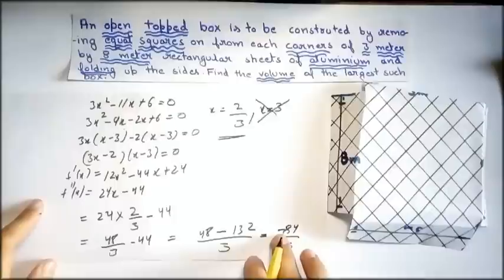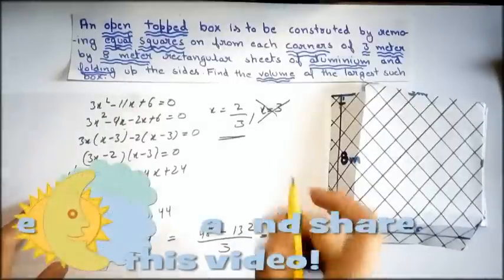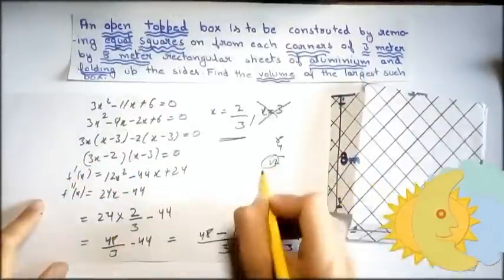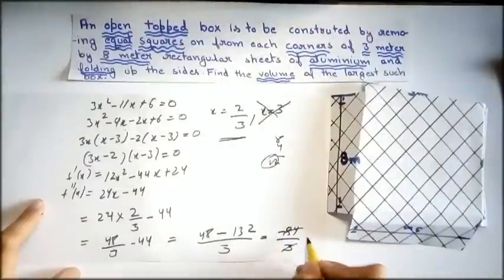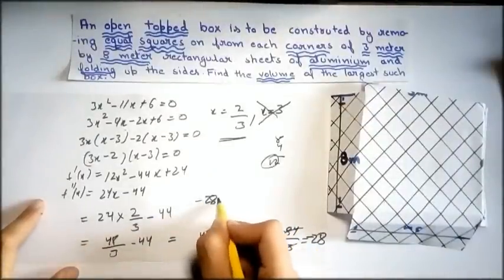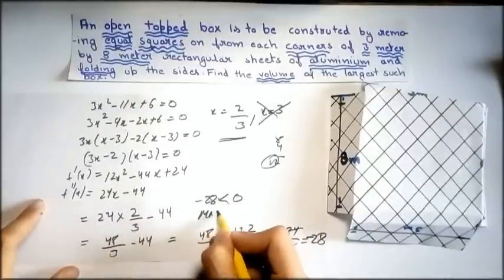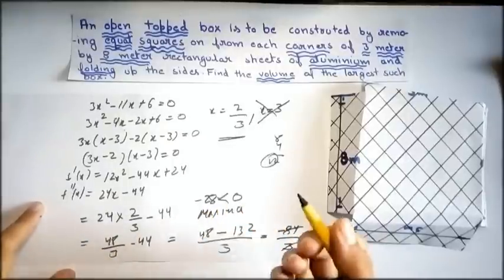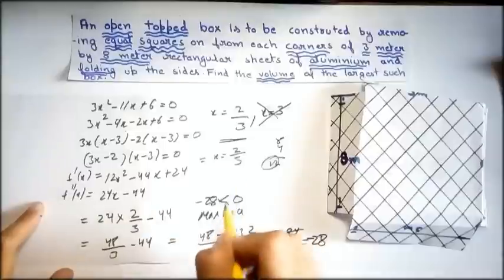There is a Vedic math tip that if you need to find out whether a number is divisible by 3, you have to add its digits, like 8 plus 4 is 12 and 12 is divisible by 3, so this number should also be divisible by 3, and it is minus 28. This is less than 0, that means it is maxima. These are the basics: if this is less than 0 it is maxima and if it is greater than 0 it is minima. So now x equal to 2 by 3 is maxima.